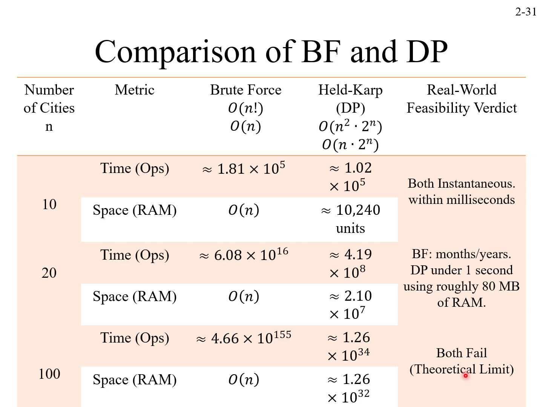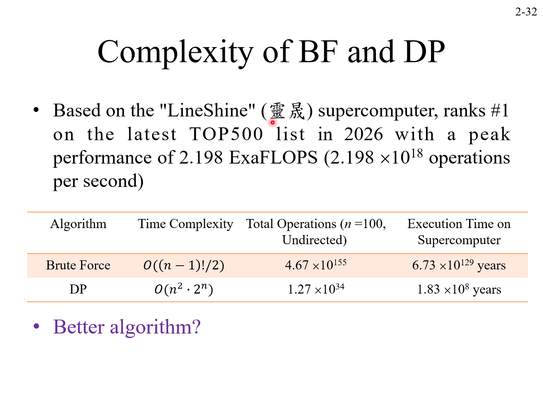So the natural question is, could we find a better algorithm? This is only one algorithm, right? So in graduate school or in research, we try to find efficient algorithms. We keep improving. From the information I searched, this is the fastest supercomputer right now. If you have 100 cities, even using a supercomputer, it still takes several years to finish. So could we devise a better algorithm?